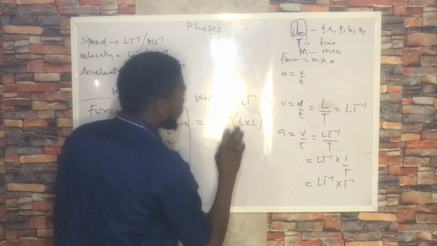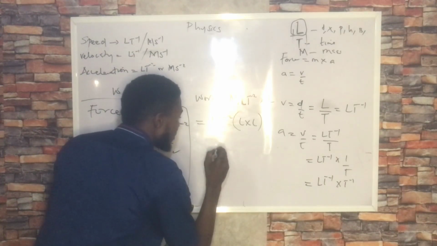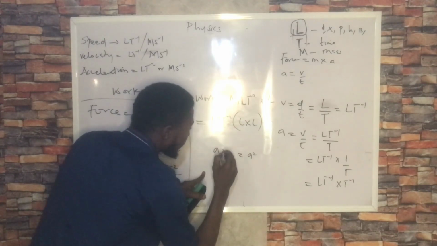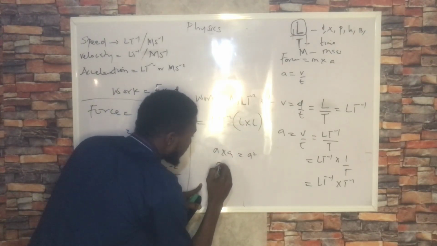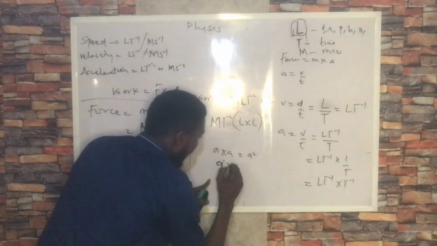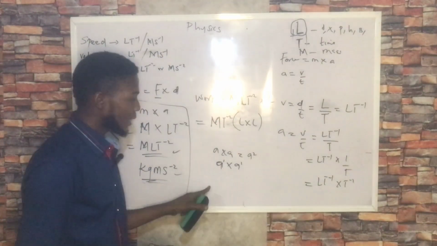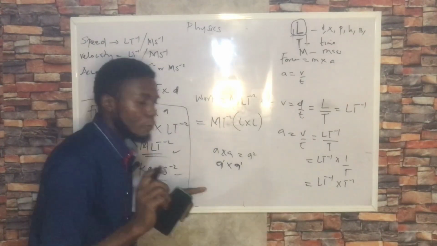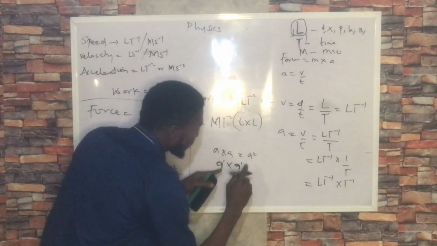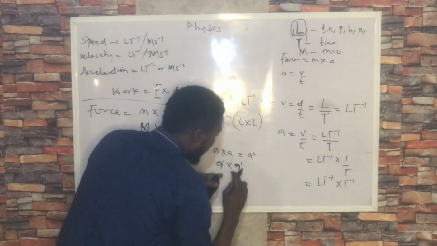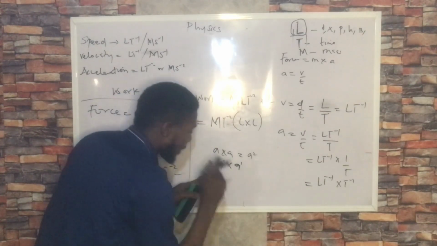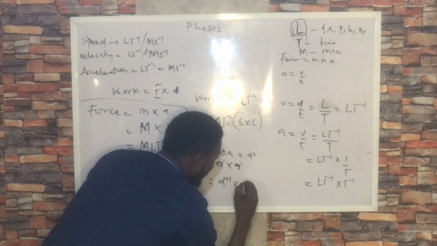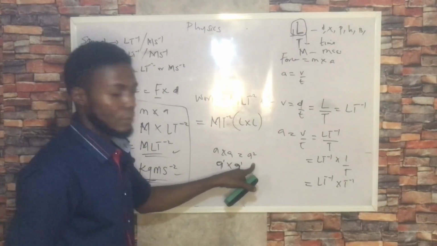L times L. So remember, in your law of indices, if you have A times A, it will be what? A squared. Because A simply means A raised to power 1 times A raised to power 1. Again, you have to be careful. According to the law of indices, you add up these powers. Since they are similar, you just bring one out: A raised to power 1 plus 1, and that is A squared.